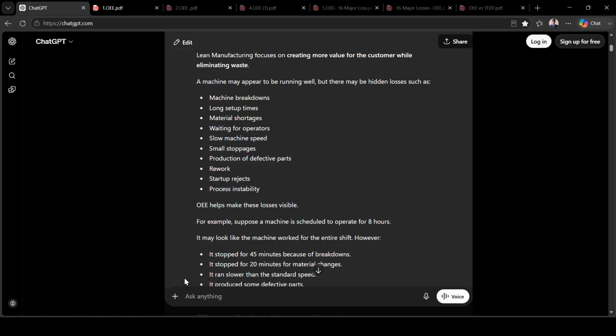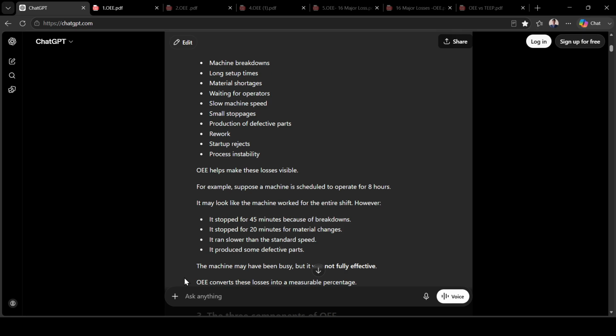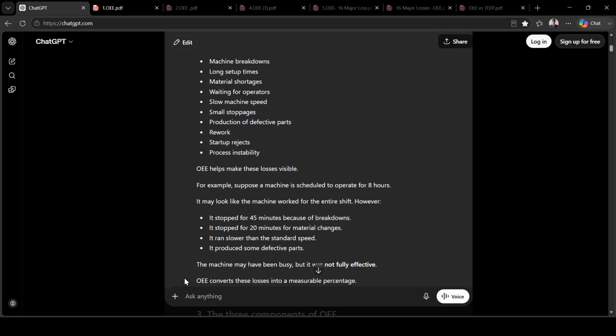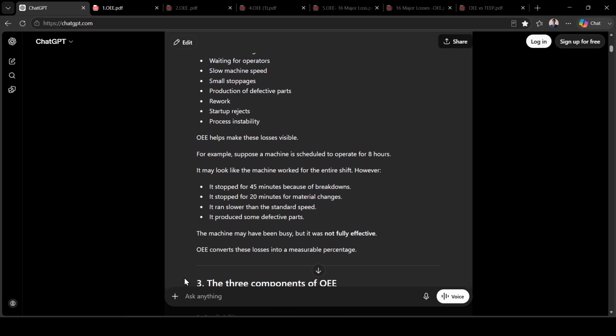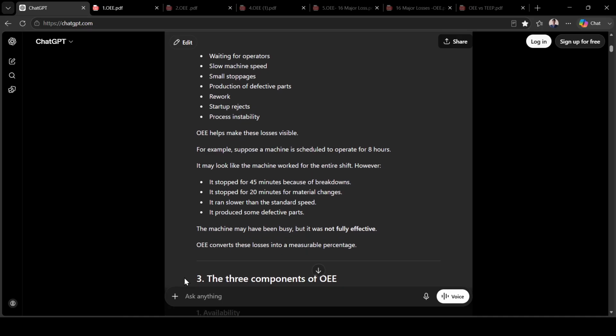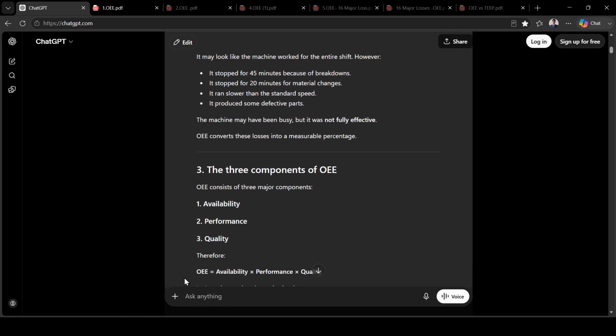For example, suppose a machine is scheduled to operate for 8 hours. It may look like the machine worked for the entire shift. However, it stopped for 45 minutes because of a breakdown. It stopped for 20 minutes for material changes. It ran slower than the standard speed. It produced some defective parts, and these types of problems are common. The machine may have been busy, but it is not fully effective. So we convert these losses into a measurable percentage.